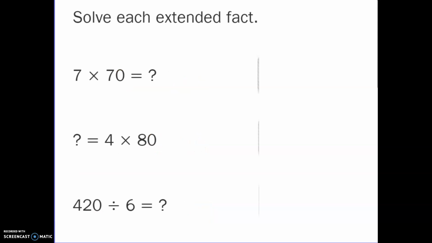Now try these. 7 times 70, what equals 4 times 80? 420 divided by 6. Pause the video. Come back when you're finished.